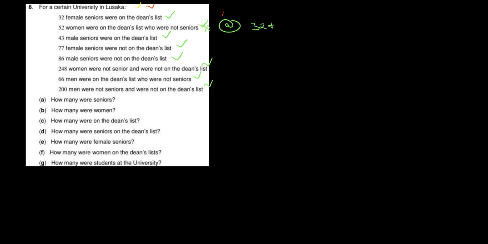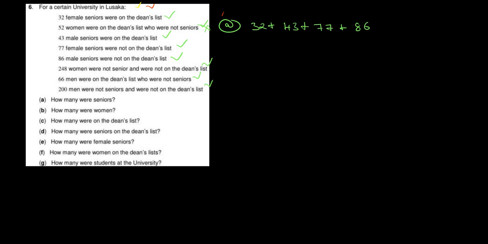Then 43 male seniors were on the dean's list, so they were seniors, so we'll put 43 there, plus. Then 77 females were not on the dean's list but they were seniors, so we'll put 77. Plus 86 male seniors were not on the dean's list, but they were seniors, so put 86.